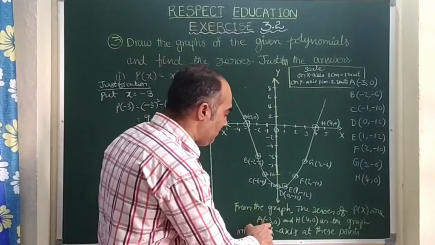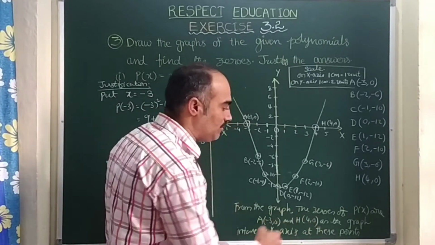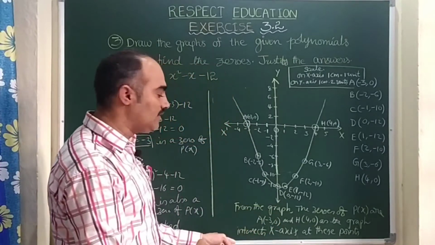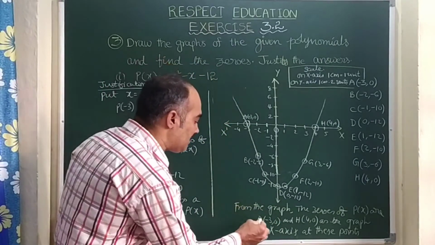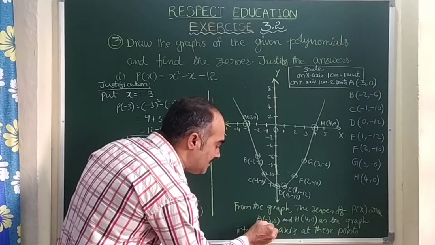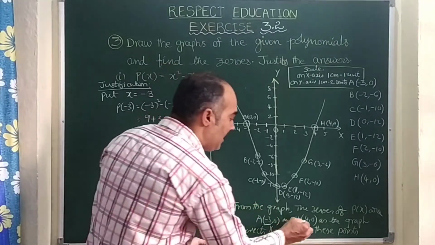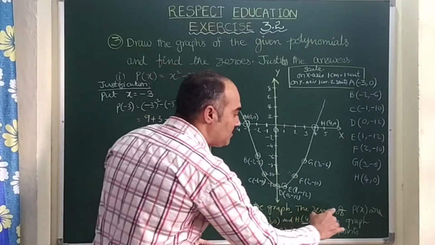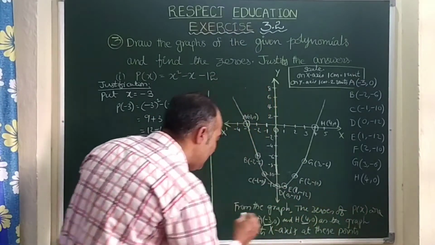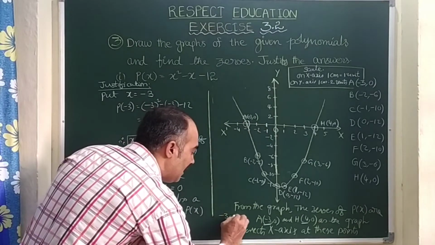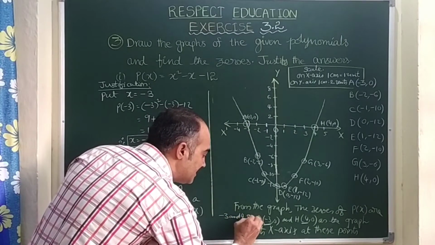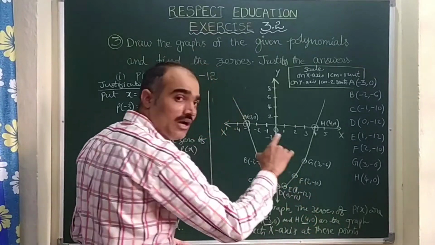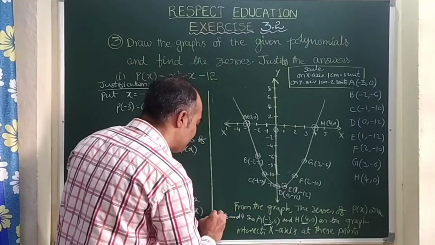Here you do a small correction children. Here I am saying minus 3 comma 0 and 4 comma 0 are the points where the graph intersects the x-axis. So here understand, the meaning is that x equal to minus 3 is a zero and x equal to 4 is another zero. So from the graph the zeros of p of x are minus 3 and 4, since the graph intersects the x-axis at these points.